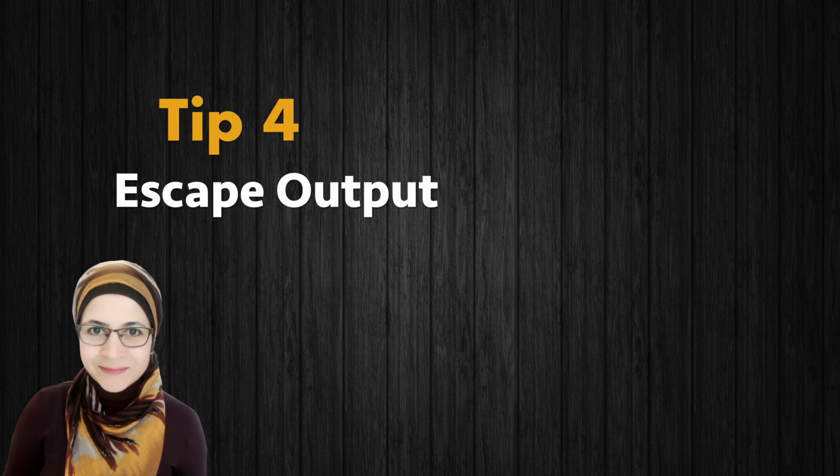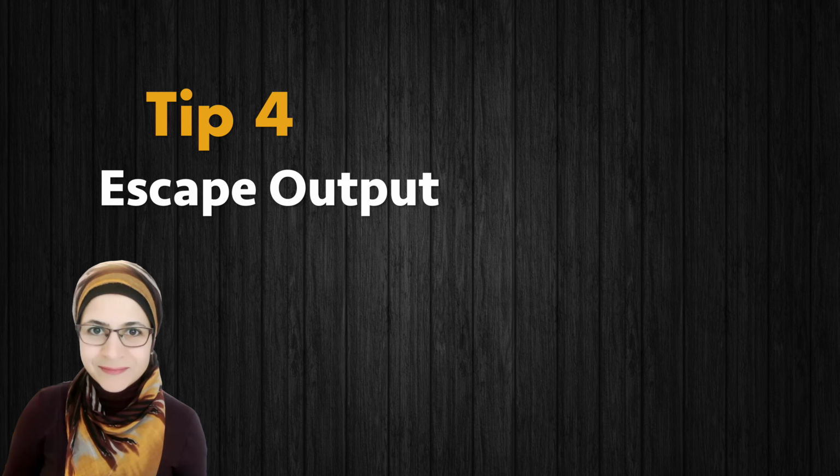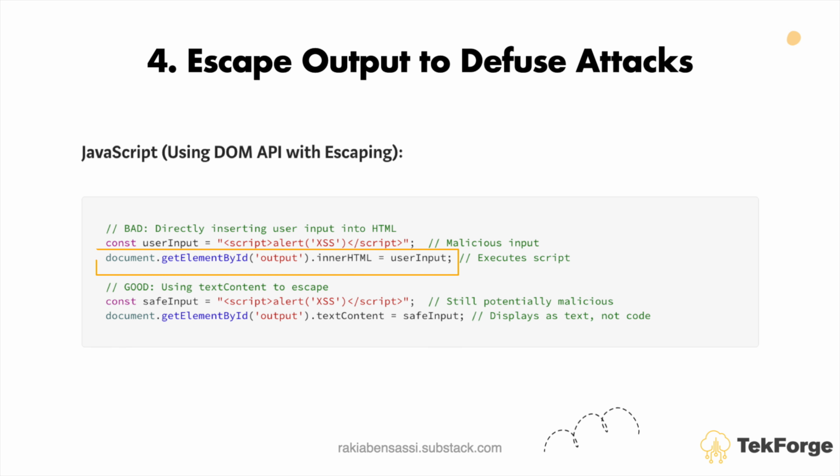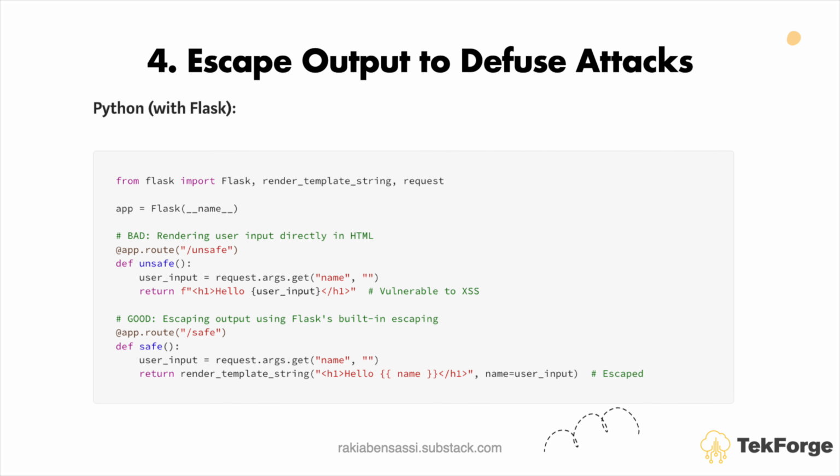Tip number 4. Escape output to defuse attacks. Whenever you show user-provided content on your web app, escape it properly. This stops cross-site scripting, or XSS, attacks in their tracks. Use the escaping features of your framework or libraries. It's easier than doing it by hand. Here is an example of how you can treat user input as plain text, not executable code. This is a JavaScript example using the DOM API with escaping. And this one is a Python example with Flask.